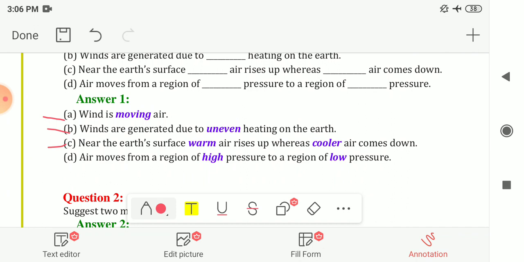Next is: near the earth's surface, blank air rises up whereas blank air comes down. So warm air rises up as it is lighter in weight, and cooler air comes down as it is heavier than the warm air. So here your answer is warm and cooler, or you can also write hot and cold. Next is: air moves from a region of blank pressure to a region of blank pressure. So air moves from a region of higher pressure to a region of low pressure.